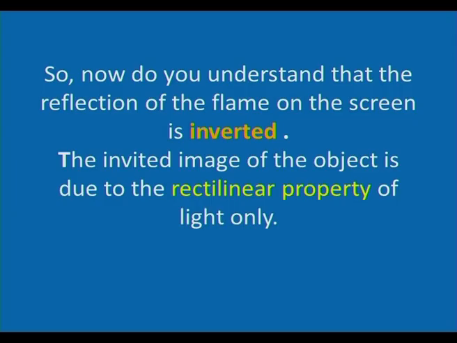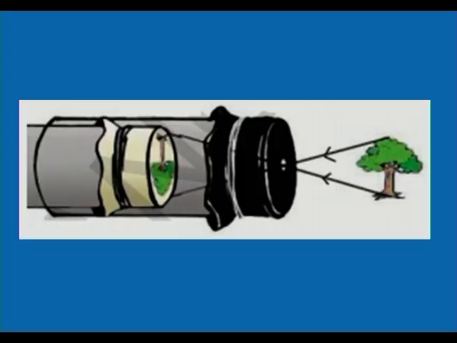Yes, the inverted image of the object is due to the rectilinear property of light only. What is this rectilinear property? Light propagates in a straight line, that is the rectilinear property. For 7th standard, it is enough. In higher classes, you will learn more about this property. Now, observe a tree, a larger one; the candle is a smaller one. Observe a tree outside through your window. Now, you can see it very nicely on your camera in inverted position. You can make your own camera at home and observe this.